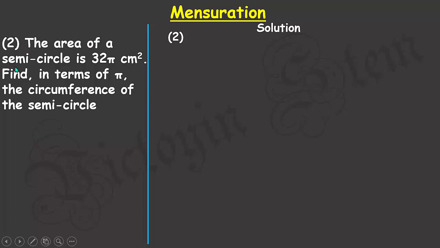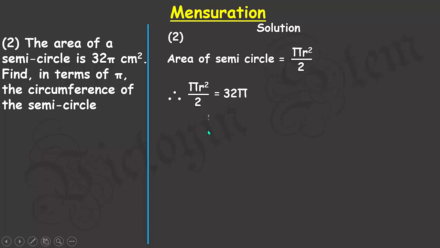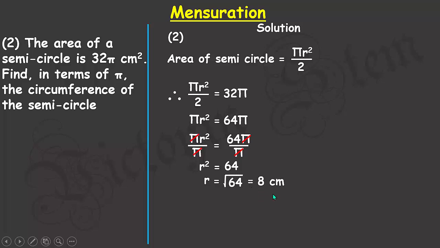To the second question, the area of a semicircle is 32 pi centimeters squared. The area of a semicircle is the area of a circle, pi r squared, divided by 2. In this question, I was told the area of the semicircle is equal to 32 pi. So I'll write 32 pi, and then I'll cross multiply. I have pi r squared equals 2 times 32 pi, which is equal to 64 pi. Then I'll divide both sides by pi. Pi r squared divided by pi equals 64 pi divided by pi. If pi cancel each other, I'll be left with r squared equals 64. And then r equals the square root of 64, which is equal to 8 centimeters.